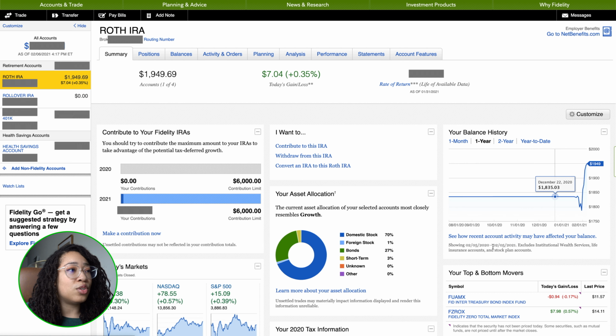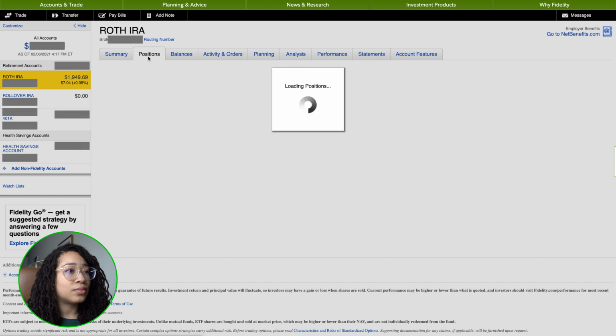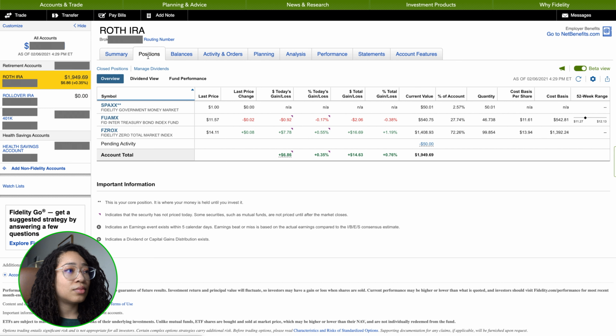So if we go to this tab, positions, you can see the different symbols. They're called symbols. It's like a string of numbers. So right here, it was in the Fidelity government money market, and that's where my money was sitting.